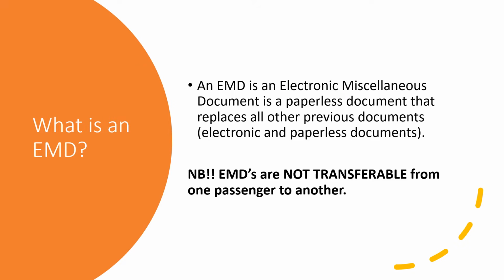What is an EMD? An EMD is also known as an electronic miscellaneous document, which replaces all the other documents that we have dealt with in the previous modules, which are the electronic and the automated tickets. Now, very crucial, one should always remember that an EMD is not transferable. What do I mean by that? You cannot transfer an EMD from one passenger to another.